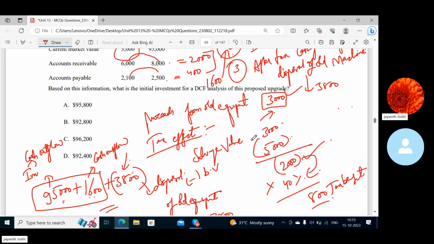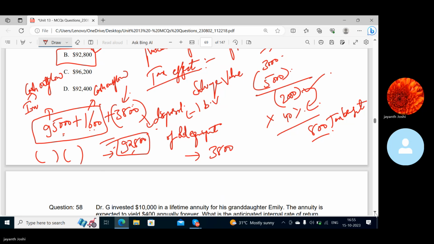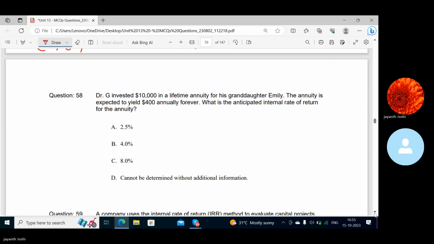So what is the answer now? 92,800. So very cautiously you should be doing. These two actually, if I put in brackets, this is positive. So at the end you'll get the initial investment amount. Shall I move forward? I'll note it.